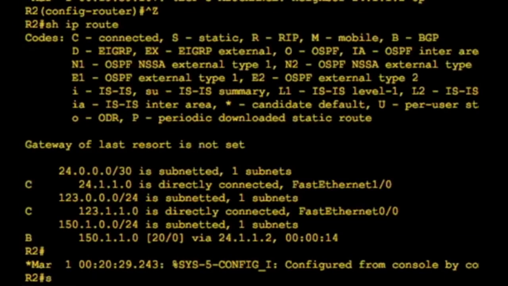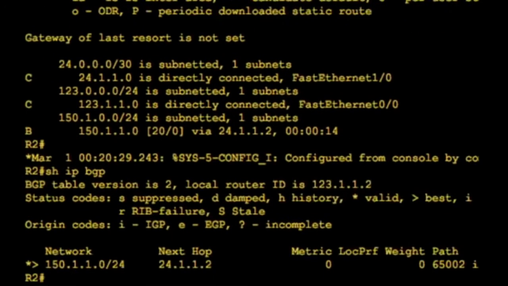And there's also show ip bgp, which shows you the BGP topology table, not the routing table. So this is like the RIB, the candidates for BGP to be able to push into the actual operational routing table. And you can see we've learned this network, 151.1.0.0/24.